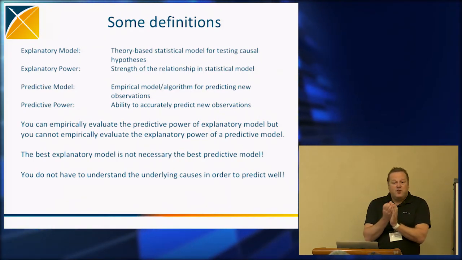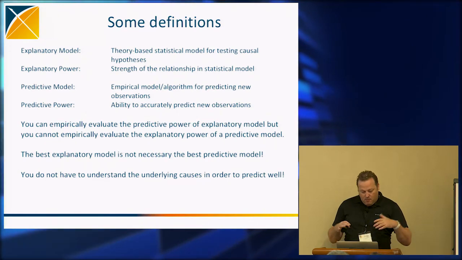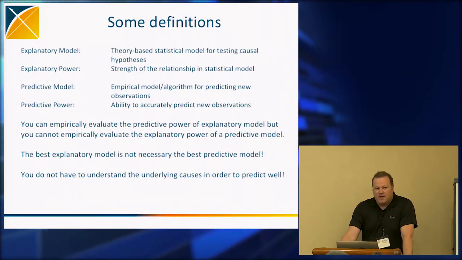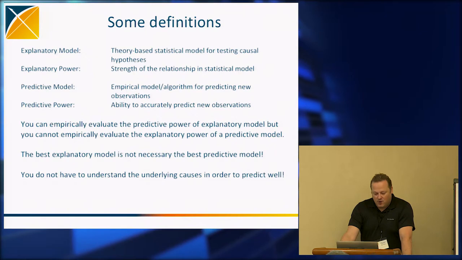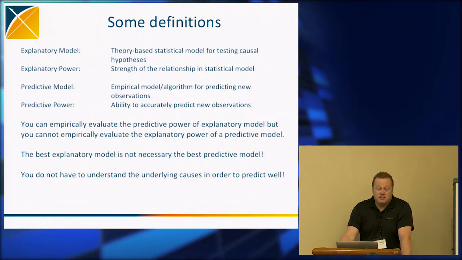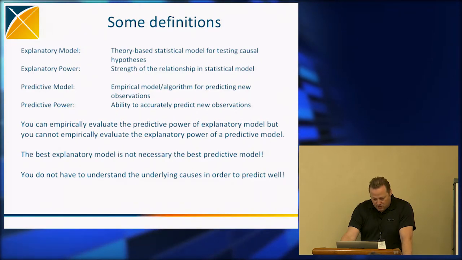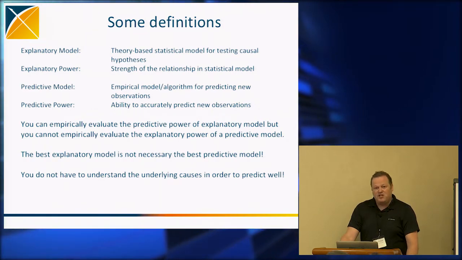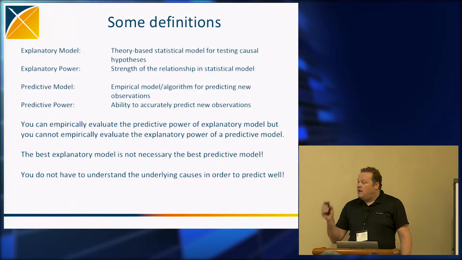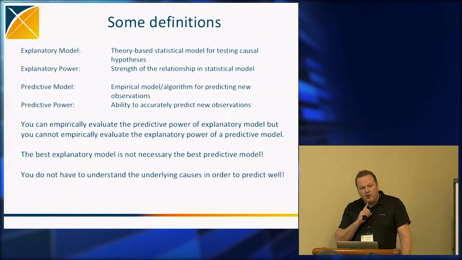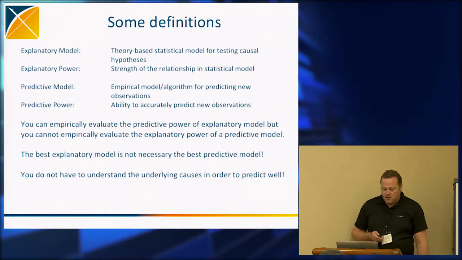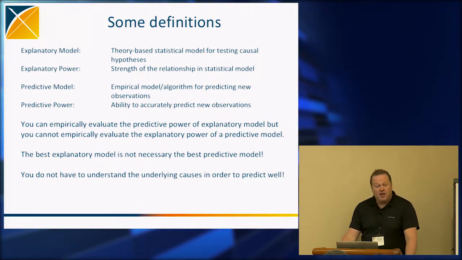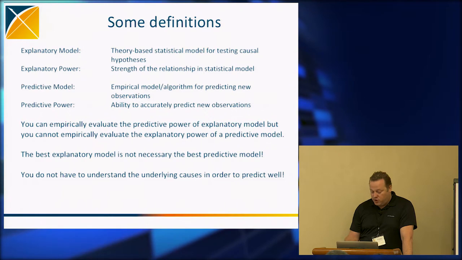Of course, if you make an explanatory model, you can assess its predictive power. But the other way, you cannot. If you build a predictive model, the explanatory power cannot be assessed. I'll give you some examples of that later on. It's therefore not true that the best explanatory model is by definition the best prediction model. In a couple of slides ahead, I will show you for a logistic regression what it actually is. For prediction, you really don't need to understand the underlying causes. Your only goal is to predict something in the future.